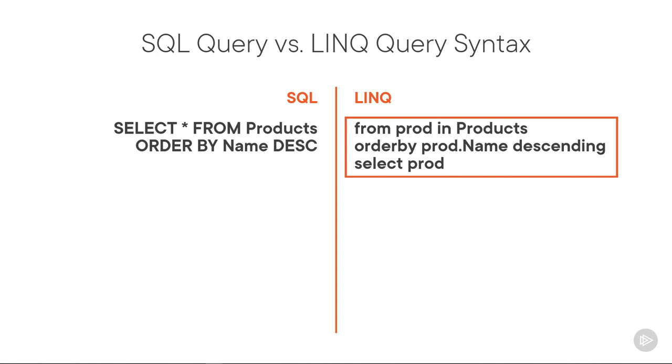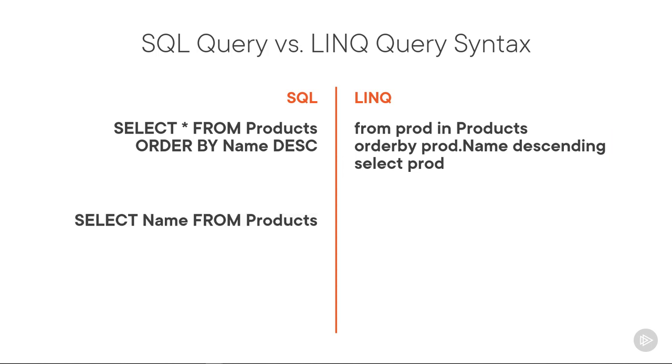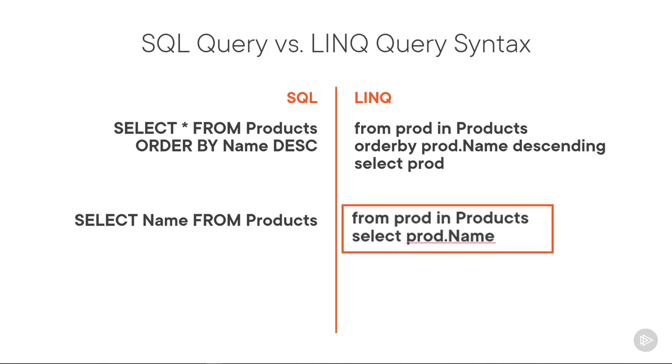There's an orderby statement. You give it the property name, and then you can either apply ascending or descending to that. If you want to select just a single column from a table, you can use that column name. Same thing using LINQ syntax as well.